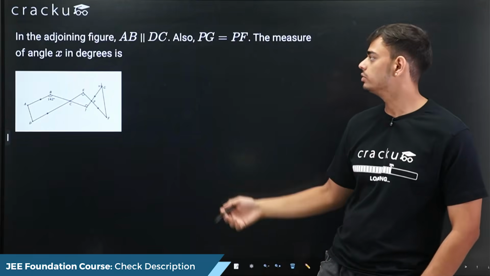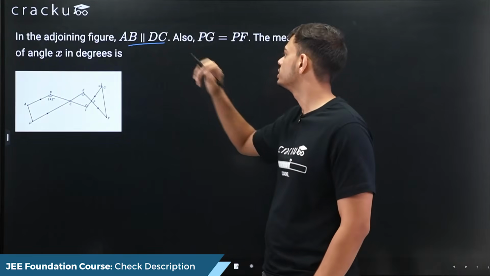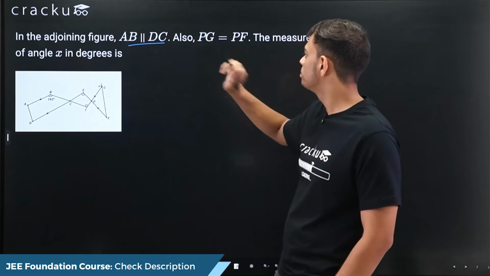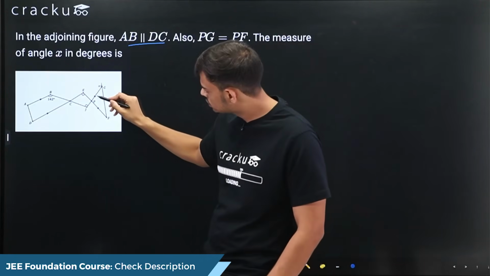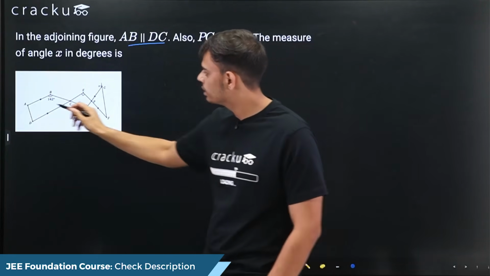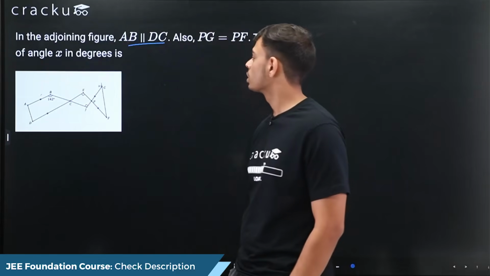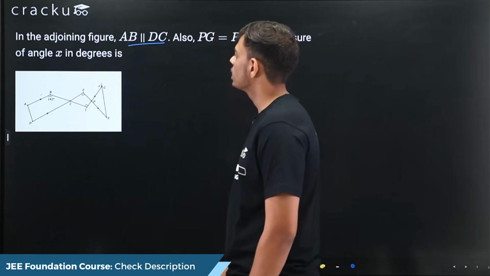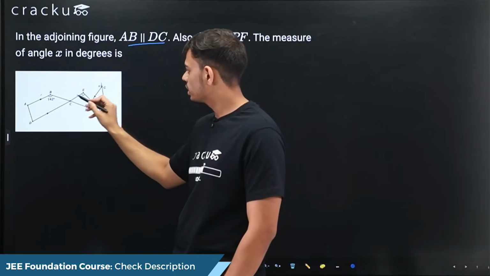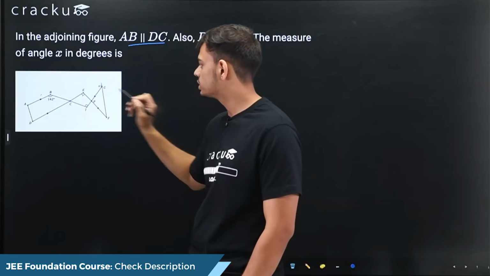In this question, we are given that AB is parallel to DC. Also, PG is equal to PF. These two lines are equal, and AB is parallel to DC. We need the measure of angle x. We are given this 142 degrees, and these two are 90 degrees.